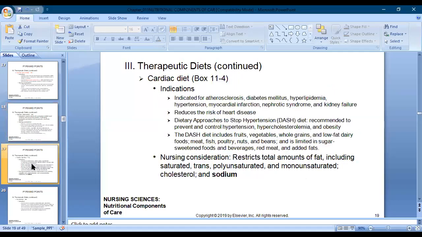So now let's go to the cardiac diet, right? If I make it easy for you, what does cardiac diet mean? Cardiac diet means you have to give less fat. You have to give a low sodium containing diet. Low sodium or low carb, low fat diet is friendly for the heart. So cardiac diet is indicated for atherosclerosis, diabetes mellitus, hyperlipidemia, hypertension, myocardial infarction, nephrotic syndrome, and kidney failure.